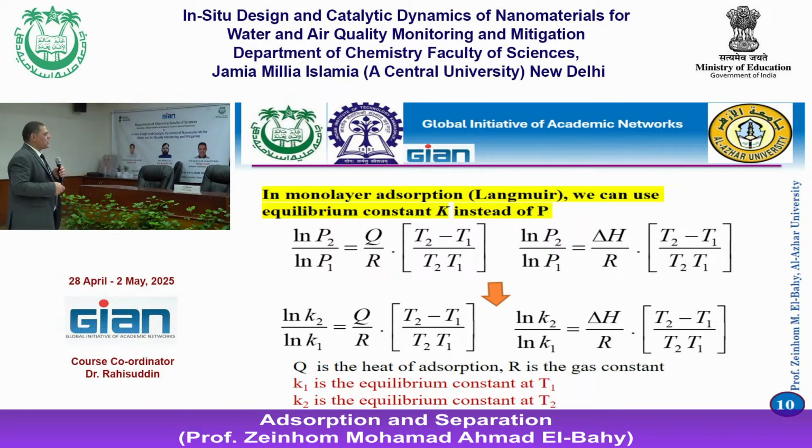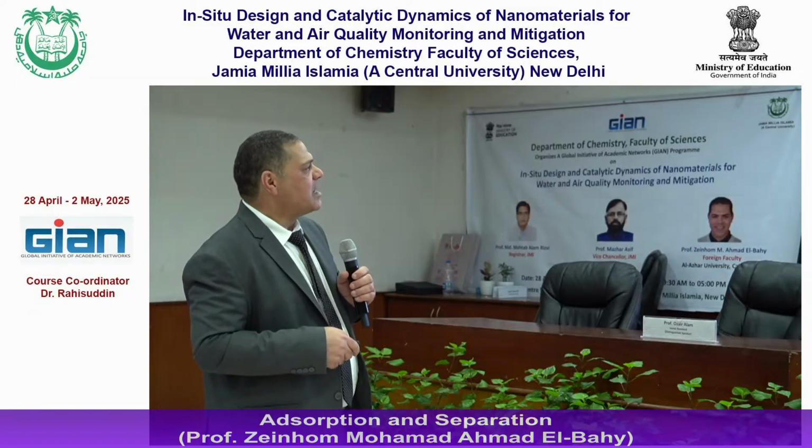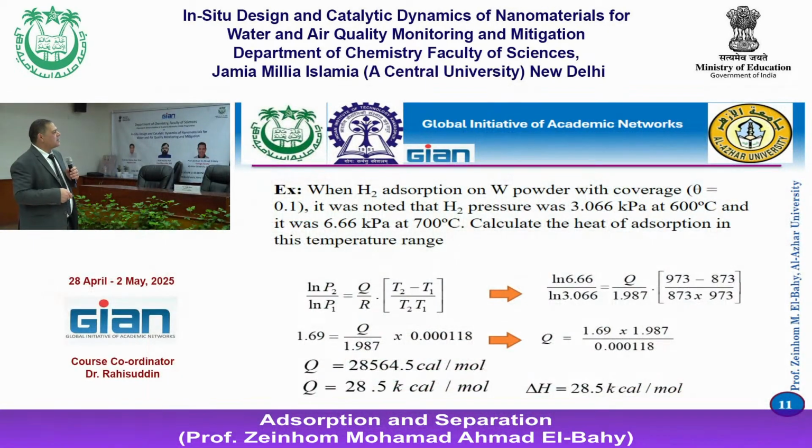If we have an example: hydrogen absorption on tungsten powder with coverage of theta equals 0.1, it was noted that the hydrogen pressure was 3.06 kilopascal at 600 degrees C, and it was 6.6 kilopascal at 700 degrees C. Calculate the heat of absorption in this temperature range. Of course, it's very easy, it's direct substitution. ln P2 over P1 equals Q by R, T2 minus T1 over T2 T1.